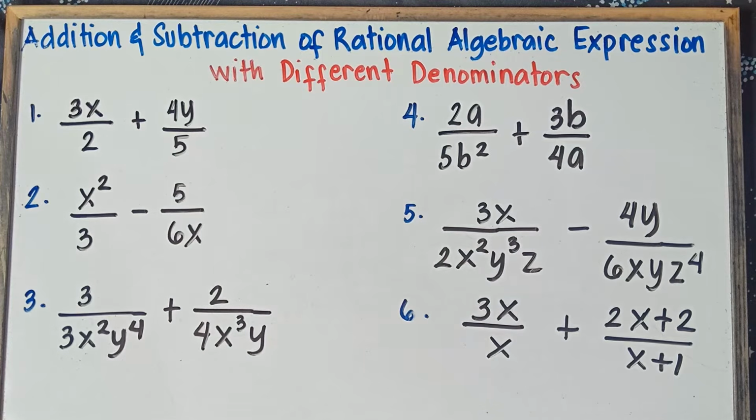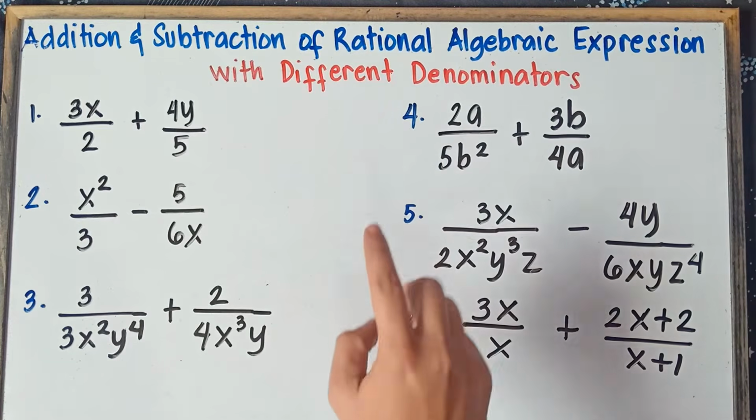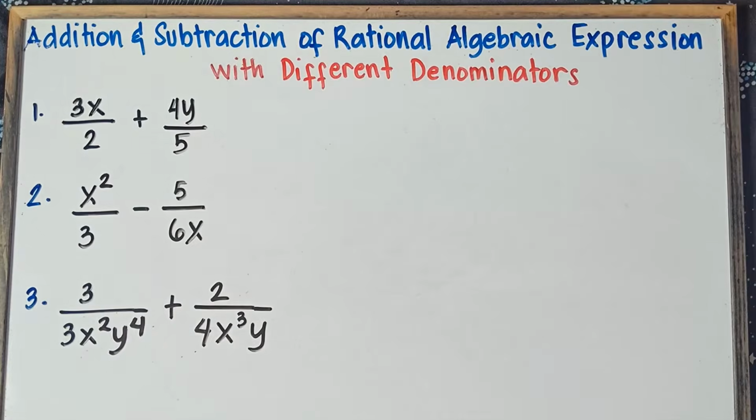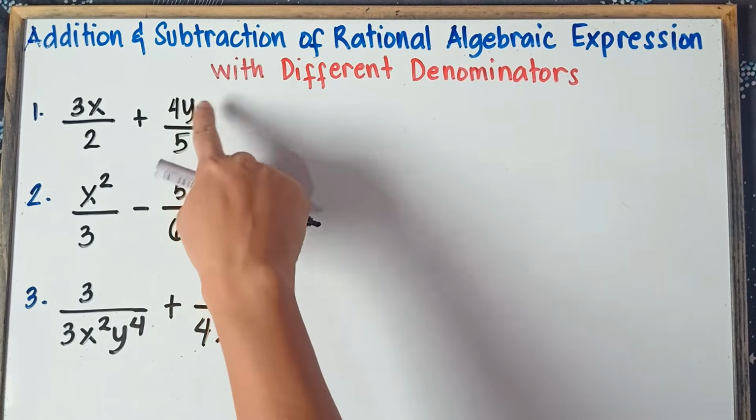Let me just erase number 4, number 5, and number 6 because we need to explain this step by step and we don't have enough space. Alright, so let's start with example number 1. Our given is 3x over 2 plus 4y over 5.